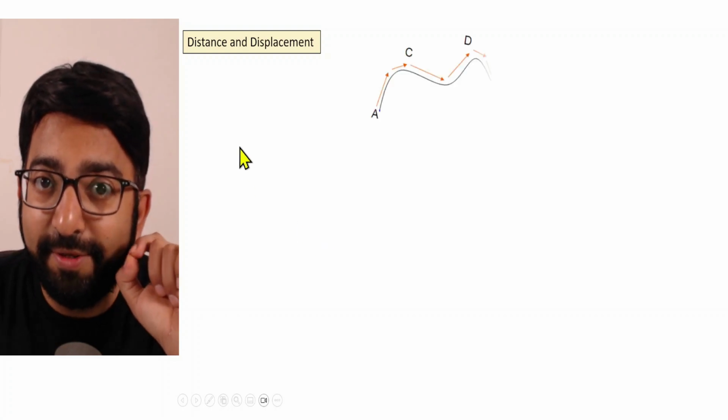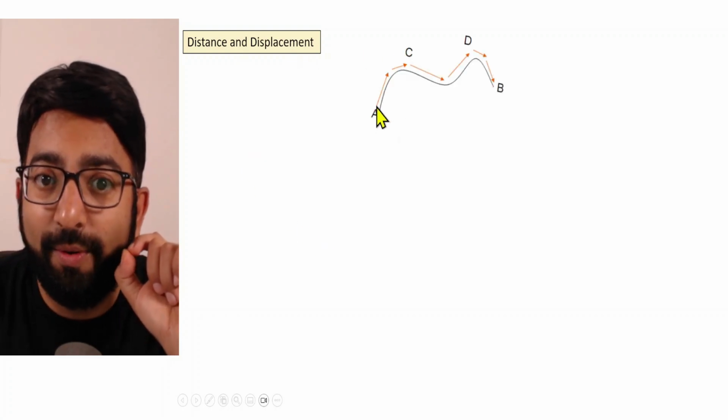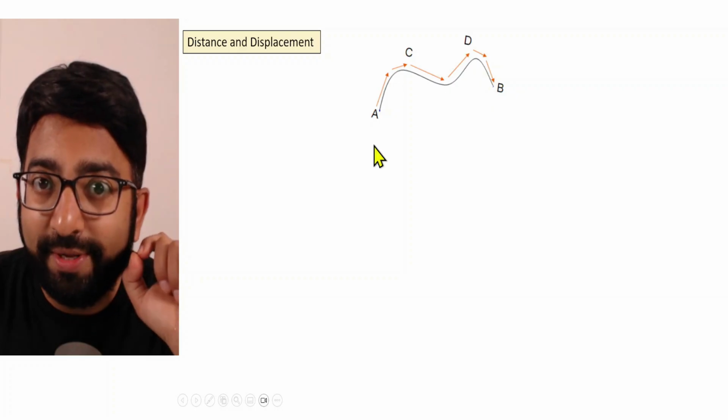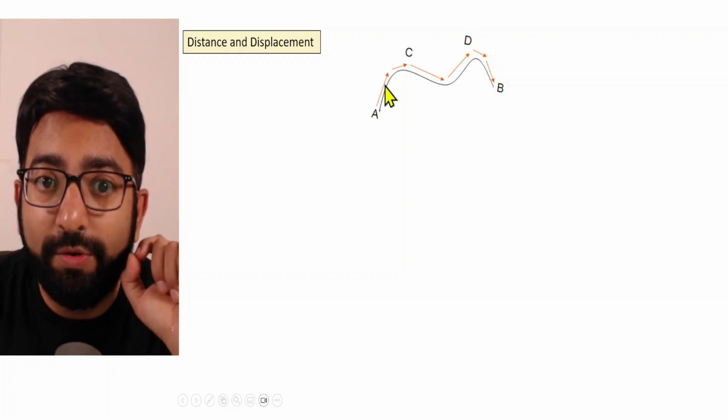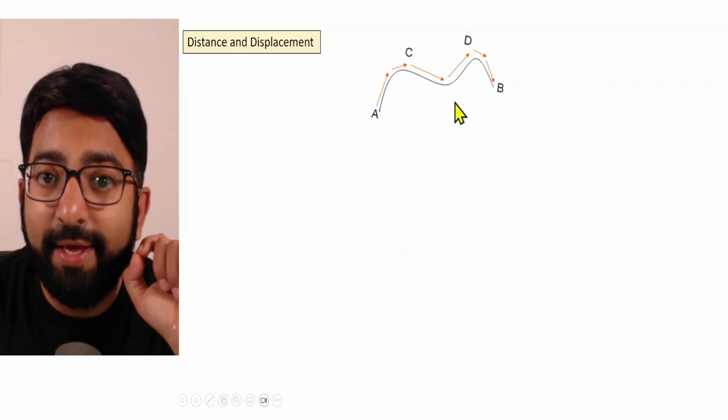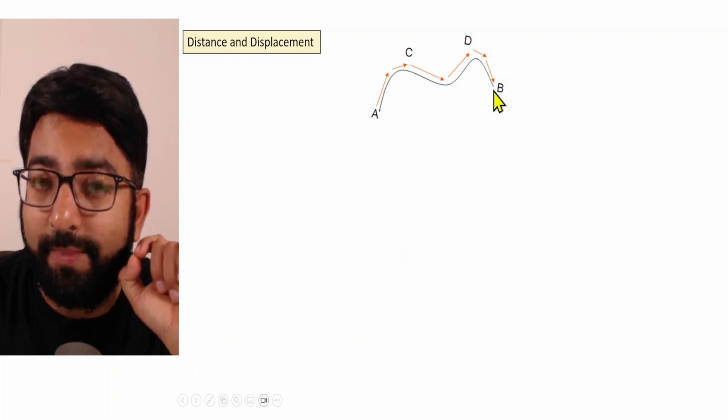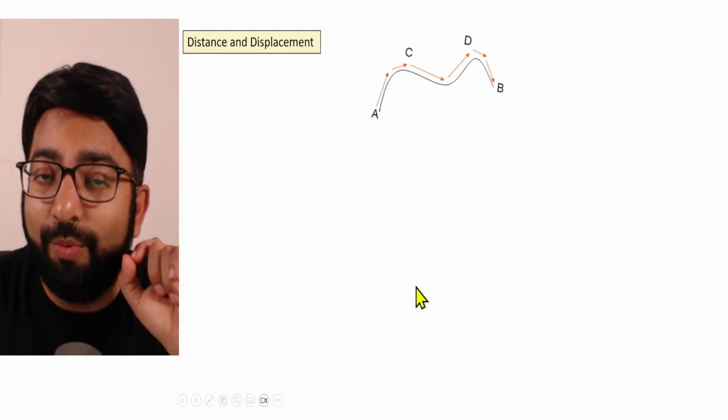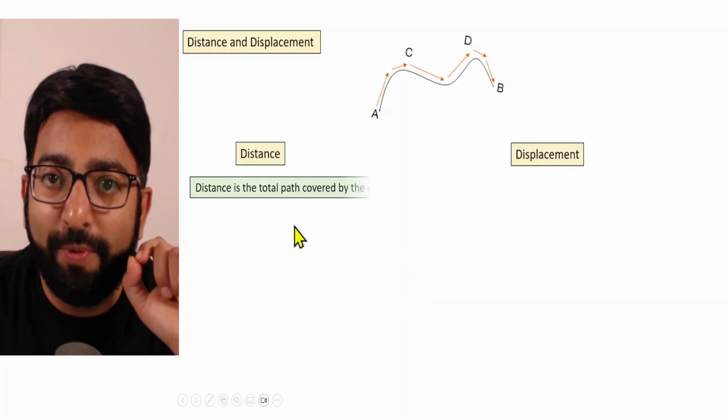Let's understand the difference between distance and displacement with the help of a diagram. So consider a particle is traveling along this irregular path, and A, B, C, D are 4 points on that path. So in this situation, what is distance and what is displacement?